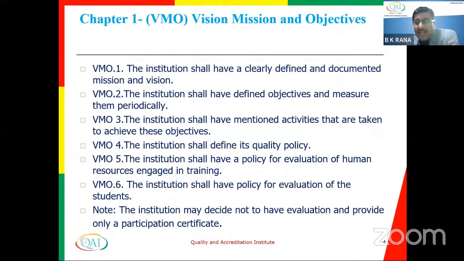The institution shall have a policy for evaluation of human resources engaged in training. As this is a training program, there is a good component of technical skills and competency required for the trainer, the faculty, as well as the evaluation mechanism for the students. So the people who are involved in providing training need to be evaluated, and there should be a policy for that. The institution shall have a policy for evaluation of the students.